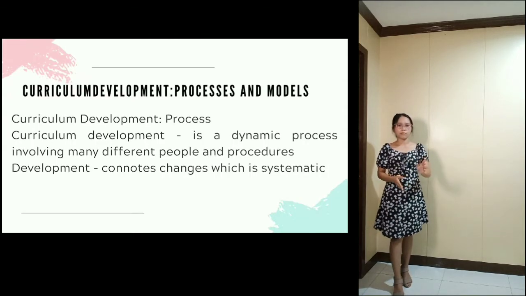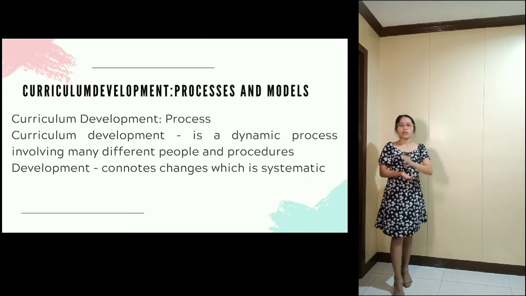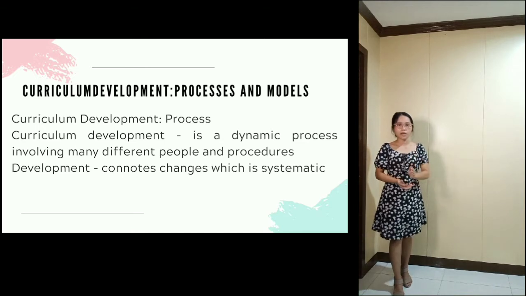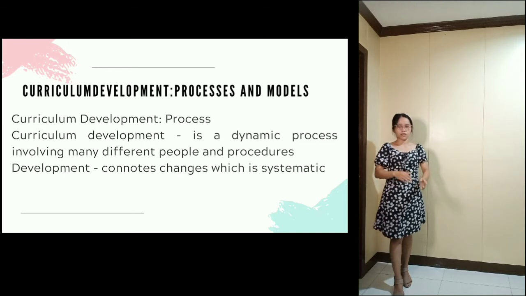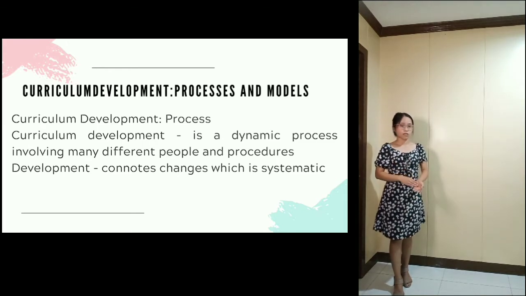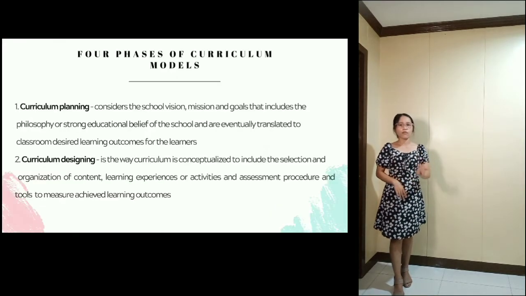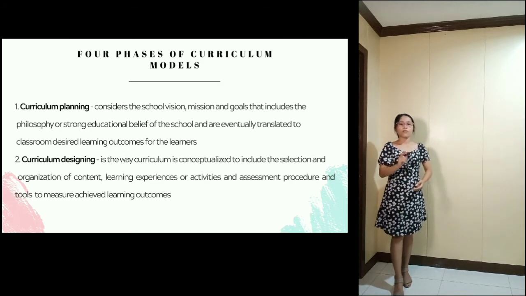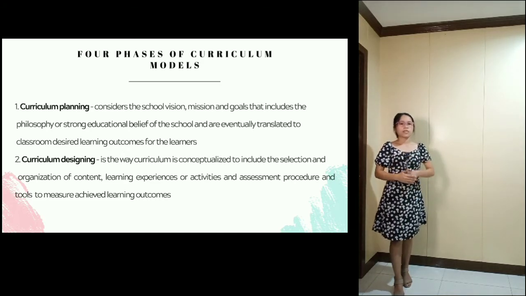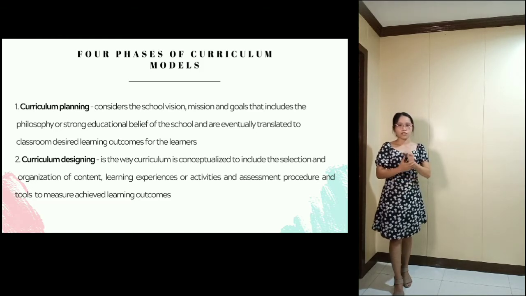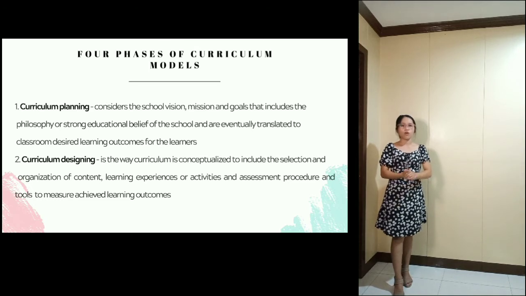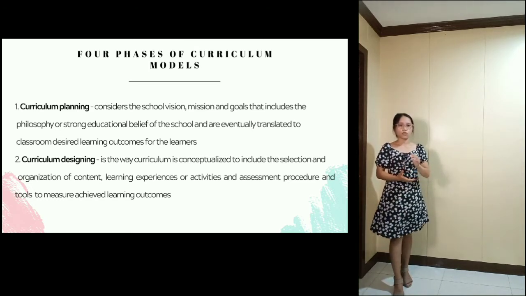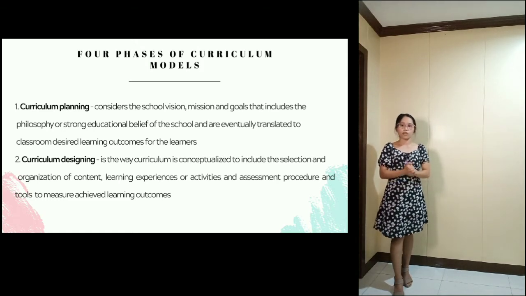So curriculum development, processes, and models. Curriculum development is a dynamic process involving many different people and procedures. Development connotes changes which is systematic. So there are four phases of curriculum models. First is curriculum planning. Curriculum planning considers the school mission, vision, and goals that includes the philosophy or strong educational belief of the school are eventually translated to classroom desired learning outcomes for the learners.